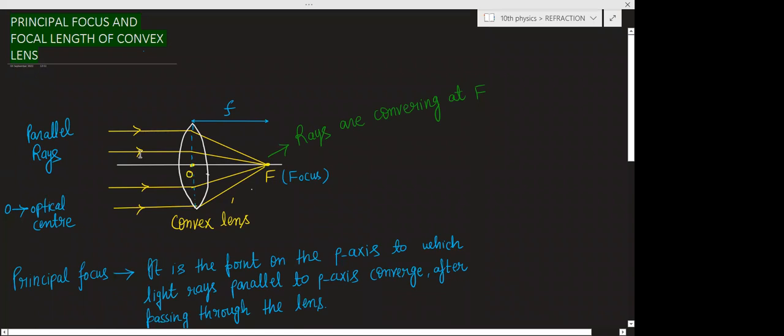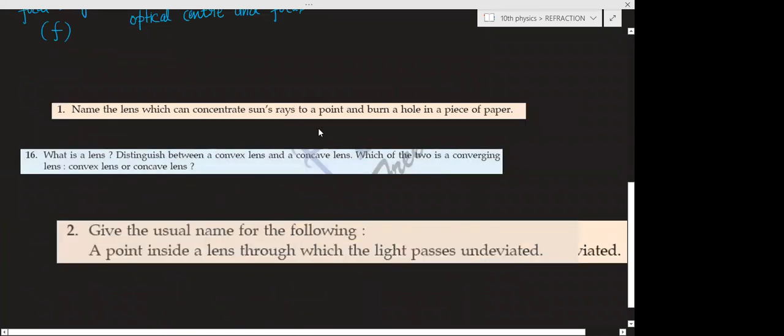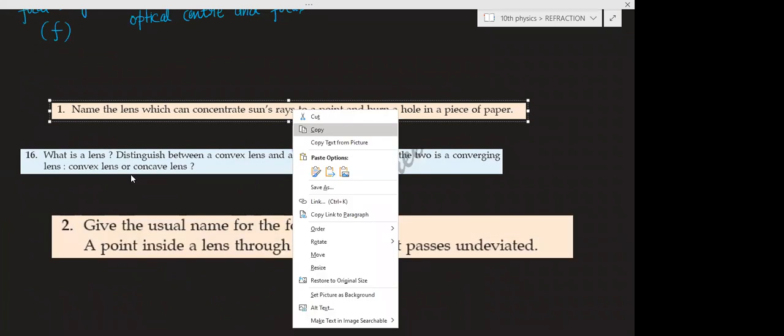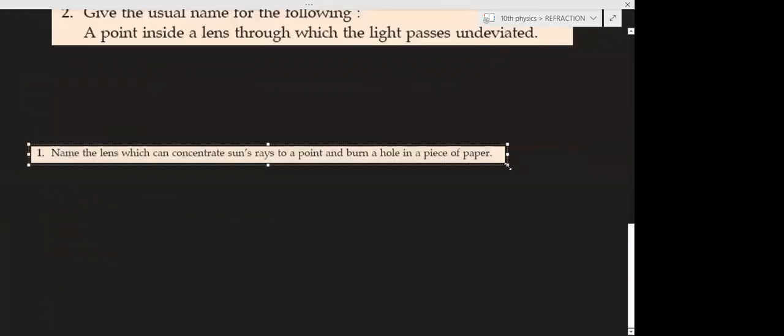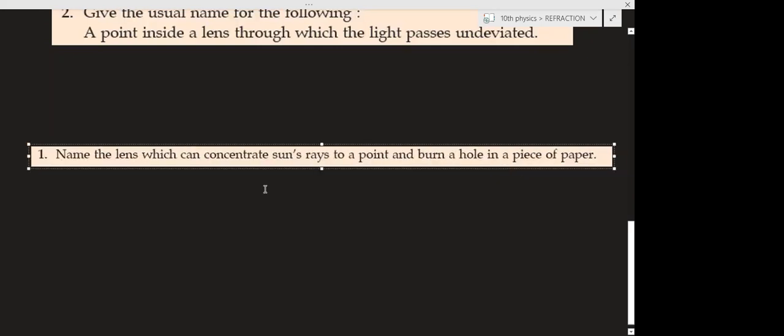These are the parallel rays. I have given the assignment also. So the first question of the assignment is this. They are saying name the lens which can concentrate sun's rays to a point and burn a hole in a piece of paper. Azaan, can you tell me the name of the lens? Which lens can do this? First, read the question.